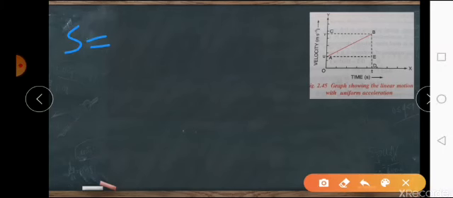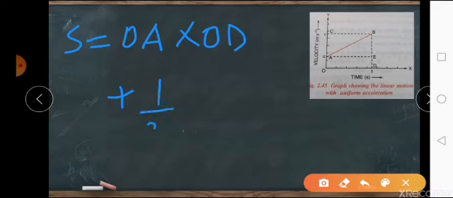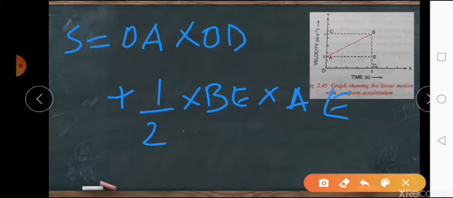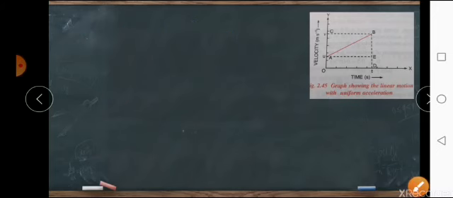Now accordingly, S is equal to, first, if you consider the area of the rectangle, it will be given by OA into OD according to the graph. See the graph properly. Then you want to add the area of the triangle, half base into height. The base of the triangle will be BE, and the height will be AE. So as usual you have added. Now you want to replace it with your initial velocity, final velocity, time, whatever it is. Now let us replace it.